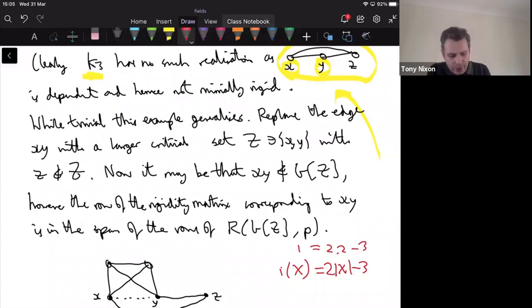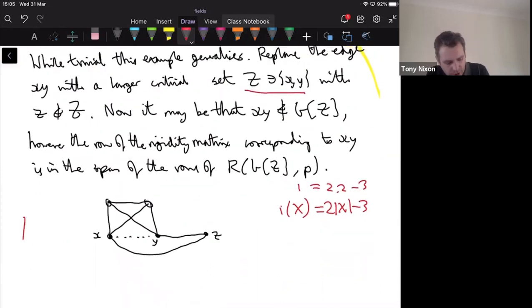But if we replace xy with a larger critical set Z, which contains x and y, the 2 ends of the edge xy, but does not contain the 3rd vertex, then it may be that we've just picked a critical set which contains the edge xy, and then we haven't really changed the example of the dependence, but it may be that it doesn't. It may be that we have a picture like this one where I've picked some minimally rigid generic framework, which includes the vertices x and y, but does not include z. And because it's rigid, the length of xy is determined.